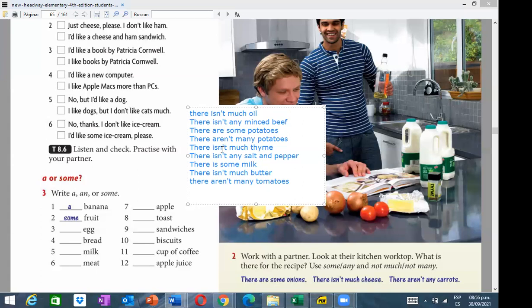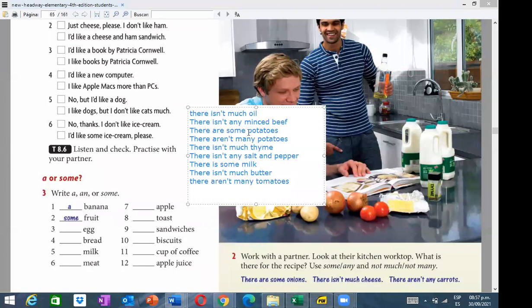Entonces aquí, chicos, estamos ampliando nuestro vocabulario, ¿no? Some, any, yes. We are using some, any in our sentence. And also we have to use not much, not many. Please listen. The next example, there isn't any minced beef, right? We can't see any. No hay, no? There isn't any minced beef.